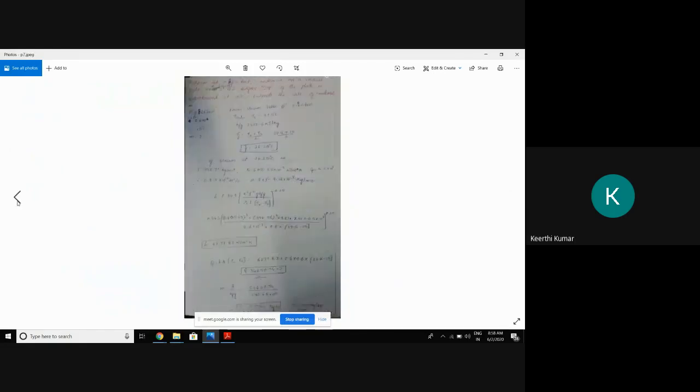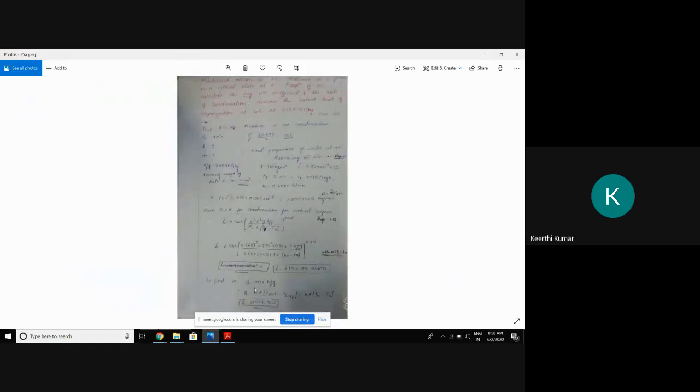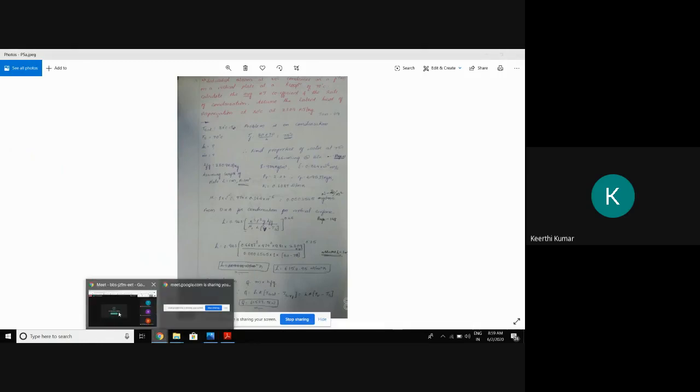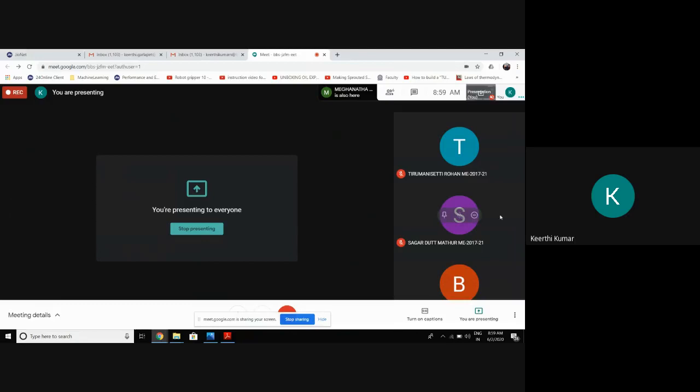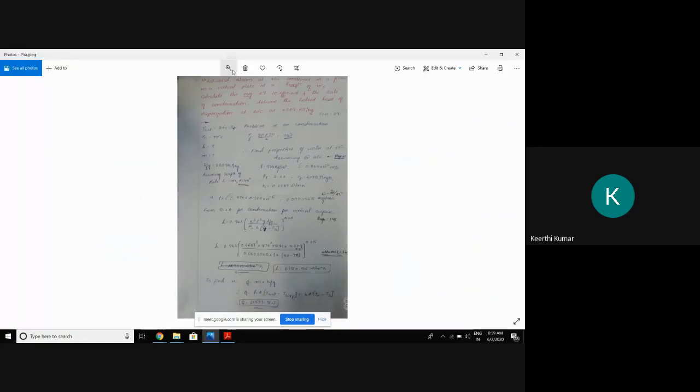Just Q is equal to m dot. So can anyone tell the value of m dot? Q is equal to m dot into h_fg. Q we got, h_fg is all given in the question. Take out the value of m dot. Please tell me the value of m dot. I'll project the values here. h_fg is known, Q is known. I want m dot. You calculate and tell me the answer.